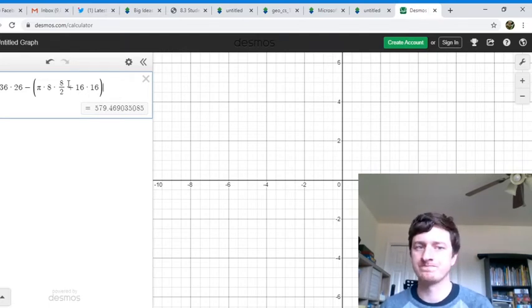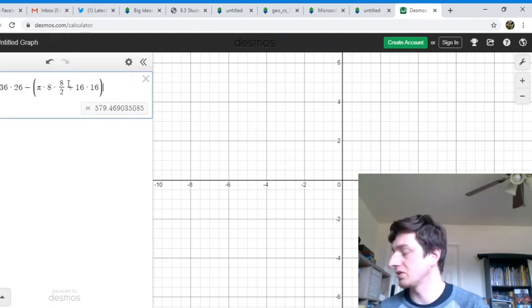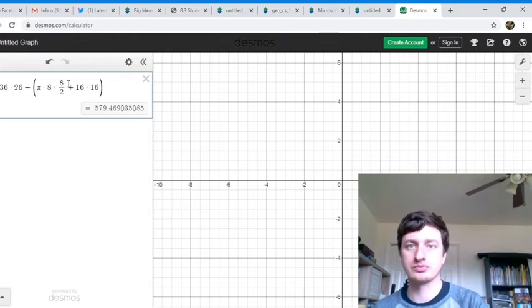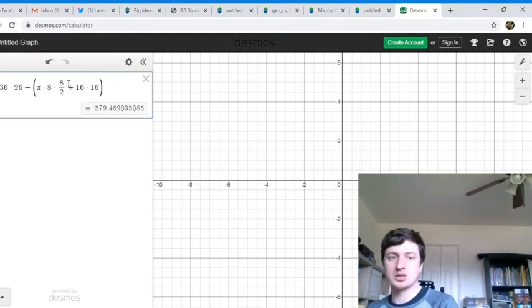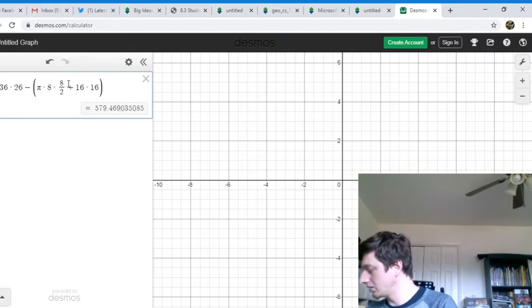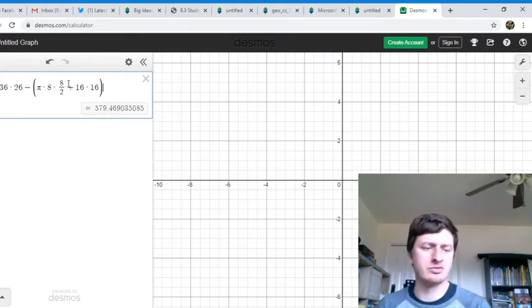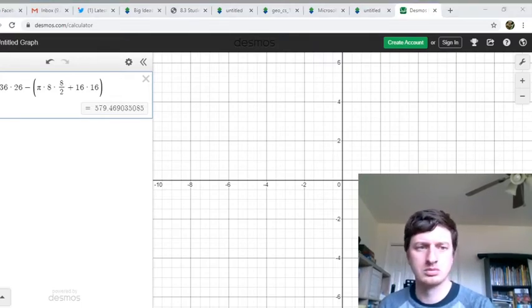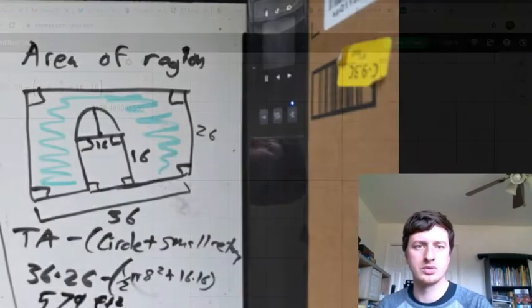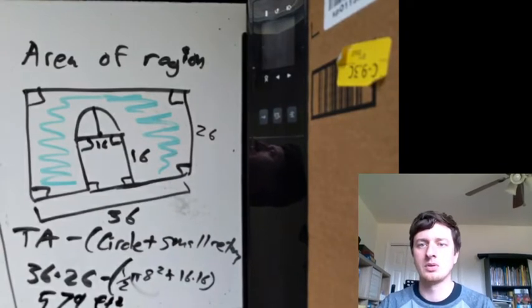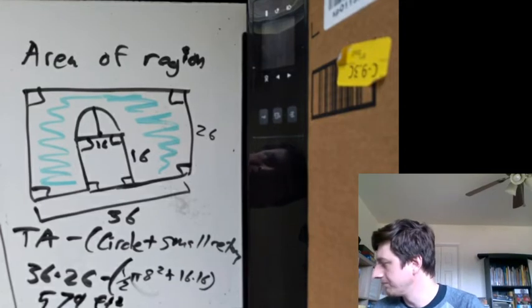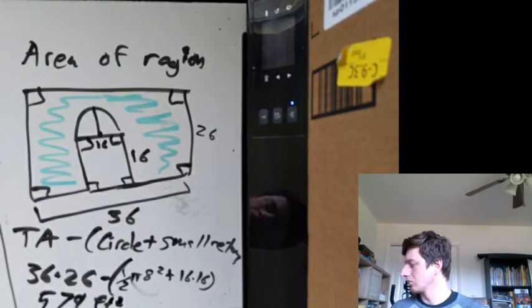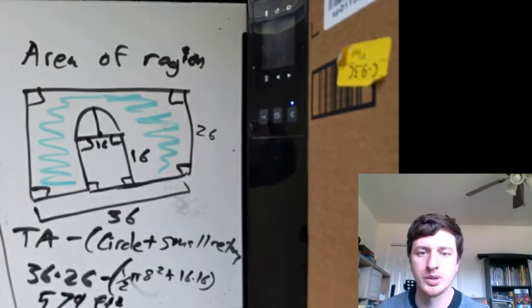I think so. This is a really big wall. 26 feet tall is very large. Okay? So our answer is 579 feet squared. Everything is in feet. And I rounded, right? But approximately.